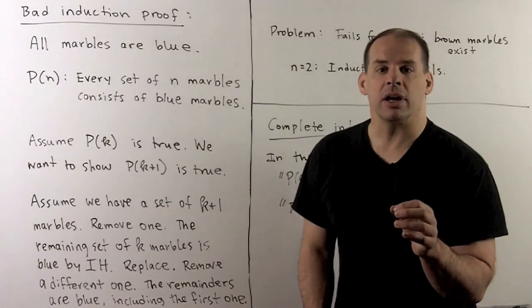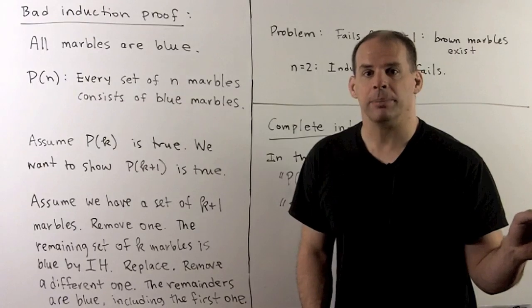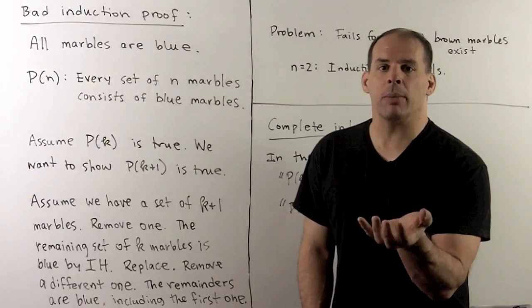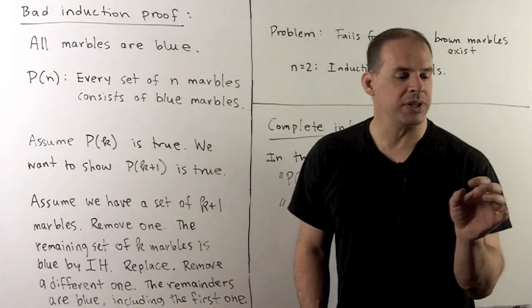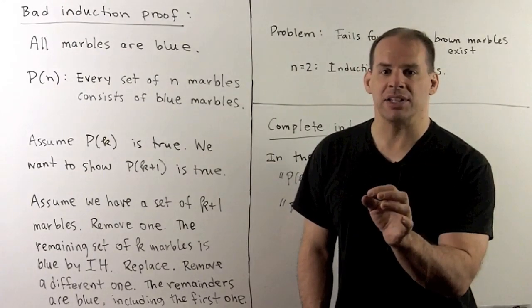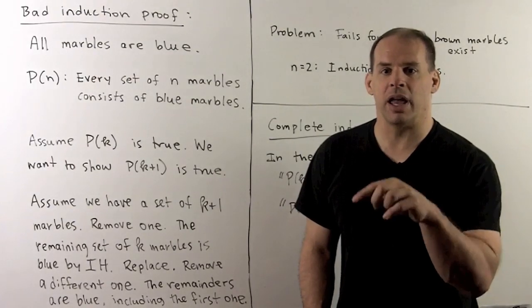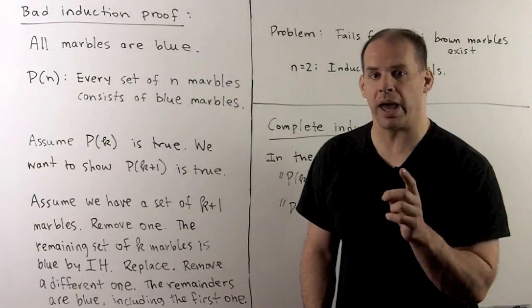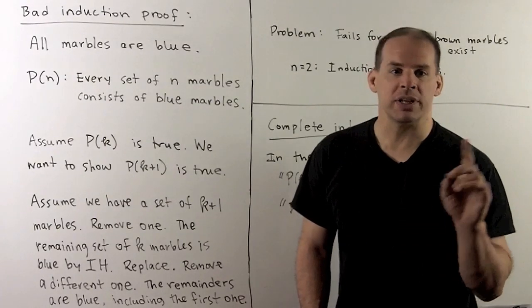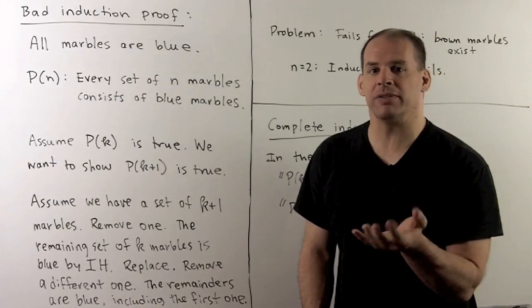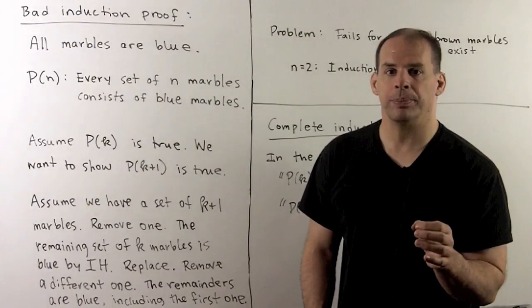Now, we have a collection of k plus 1 marbles, so I'm going to remove one, put it off to the side. That leaves a collection of k marbles. By the induction hypothesis, they're all blue. Now, we'll take our original marble, put it back in the set, then remove a different one. Again, I have a collection of k marbles, which are all blue now. So our original marble was also blue. We take the second marble and put it back. We have a collection of k plus 1 blue marbles. So that shows our induction step.